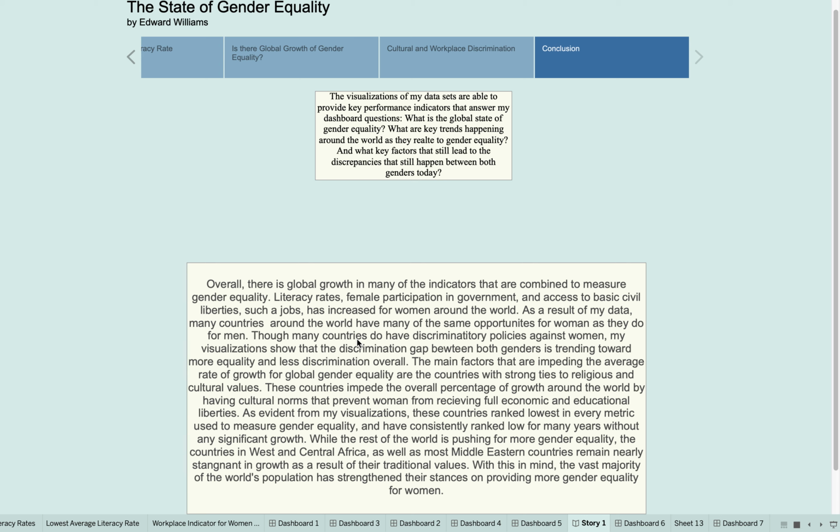So, despite these factors, the overall arching trend is pointing toward more equality for women, even though there are a lot of things that every country has to work on in order to reach the mark of full equality between both genders.